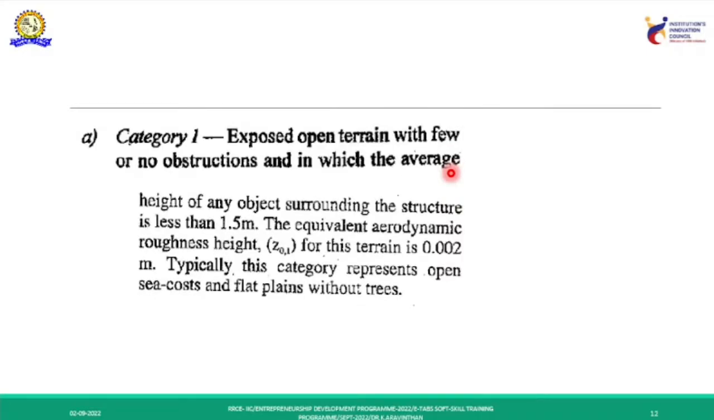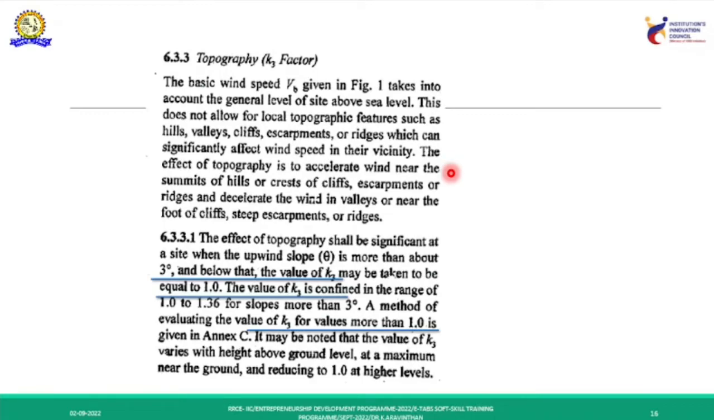Now, these values have to be imported to the software. The software will be asking different inputs, so these inputs should be taken from here. Then the next, K3 factor, will be topography, where you are constructing your building. If your building is situated in a sloped area with more than 3 degree of slope, then your K3 value should be 1.